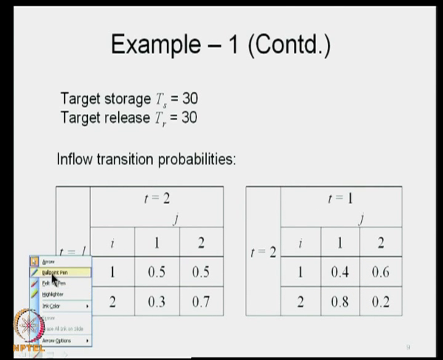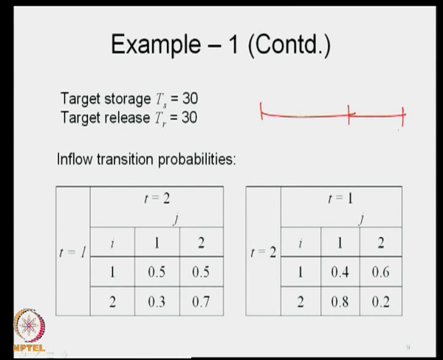Remember, we need to define the transition probabilities for each of the time periods. So, if you have a 2 time period problem, you will have t is equal to 1 here, t is equal to 2 here. So, from 1 to 2 it goes, and then 2 to 1 it goes. So, the transition probabilities from t is equal to 2 to t is equal to 1 also have to be defined, and these are the transition probabilities.